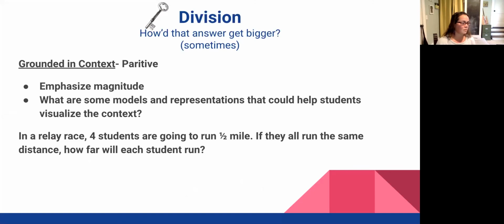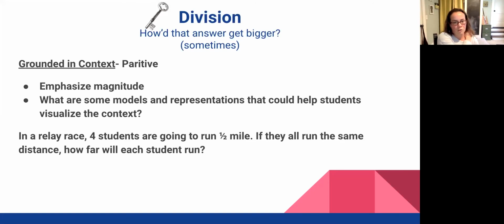So if we think about division, when we're thinking about partitive division, we really want to go back to that emphasis on magnitude and think about what models and representations can help students visualize the context. So in a relay race, students are going to run a half a mile. If they all run the same distance, how far will each student run? This would be a division problem with fractions, but students will solve it in all different ways without knowing that it's a division problem if they have those models and representations in front of them.